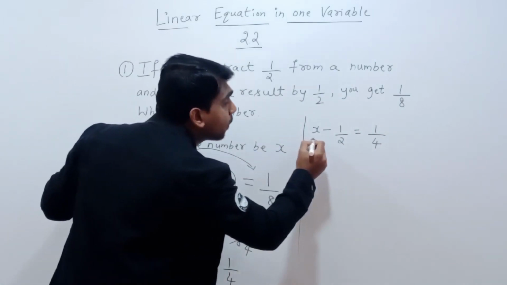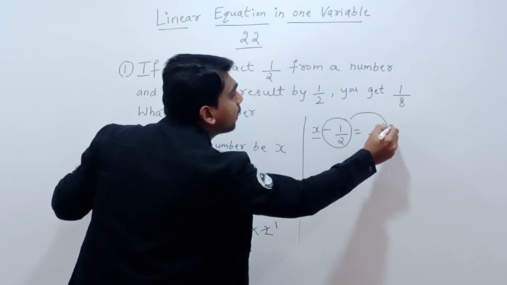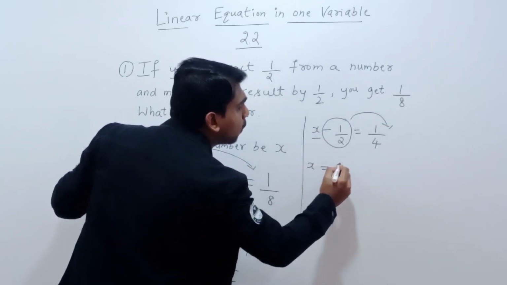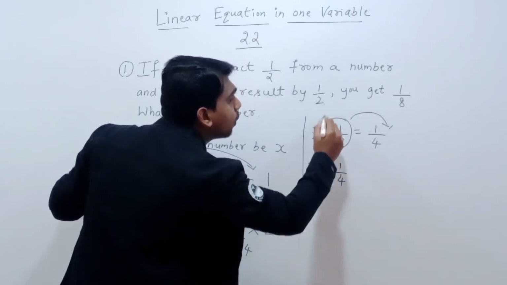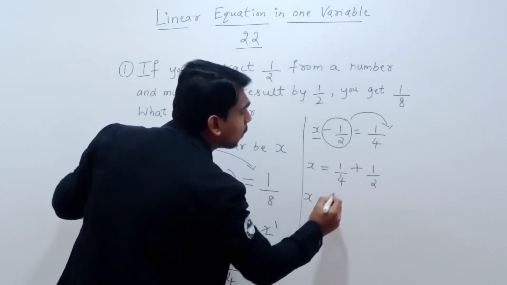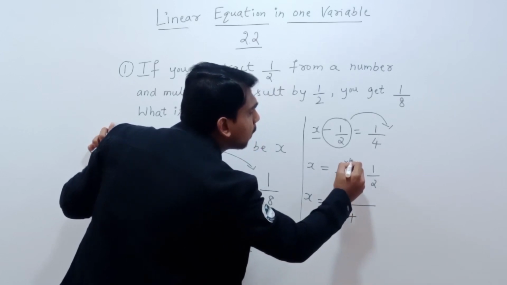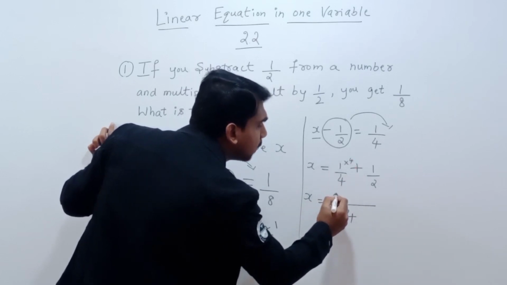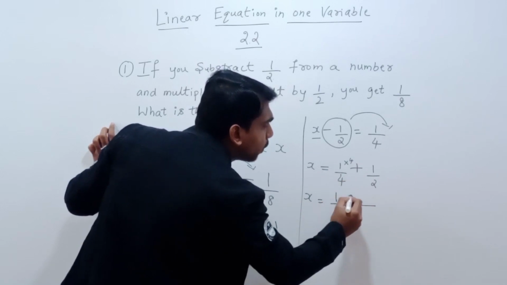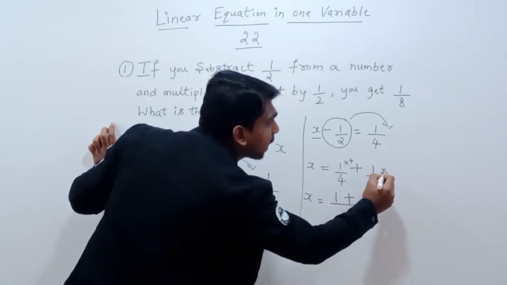Now we have to find the x value. So we'll take this number to the right side. x is equal to 1 by 4 plus 1 by 2, since minus 1 by 2 will become plus 1 by 2. x is equal to, LCM will be 4. We'll multiply this number with 4. 4 gets cancelled, it will become 1 plus. We'll multiply the LCM 4 with the second number.